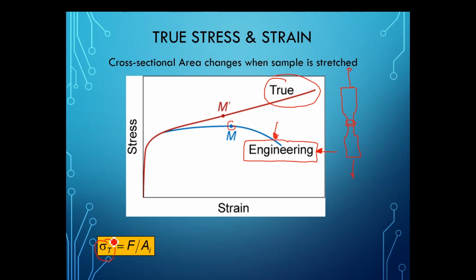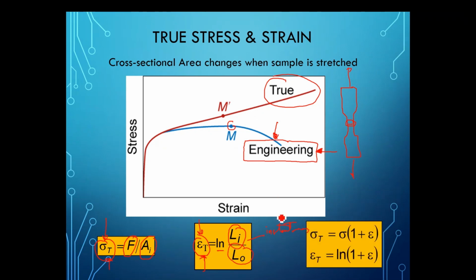Anyways, so how do you define the true stress? Sigma with a T in the subscript would define the true stress. And what is the true stress? True stress is force divided by the instantaneous cross-sectional area, the cross-sectional area at that given moment. Similarly, the true strain, epsilon with a subscript T, is defined by the natural log of the instantaneous length, the length at that moment, divided by the original length.